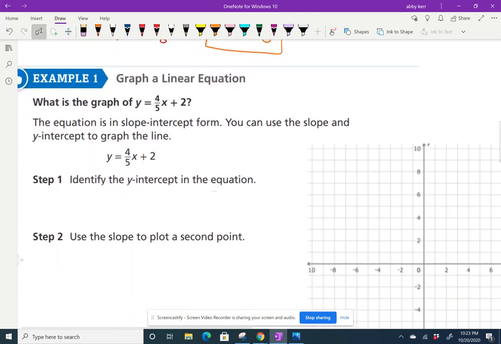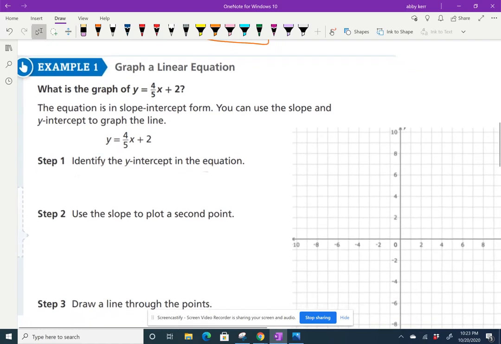Now, with the skills that we just remembered from middle school, we're going to be able to graph a line. So in example 1 from 2.1, it says, what is the graph of y equals 4 over 5x plus 2? The equation is in slope-intercept form. You can use the slope and the y-intercept. So our slope is actually the 4 over 5. And then our y-intercept is the 2. The slope is always the number next to x, and the y-intercept is the number by itself.